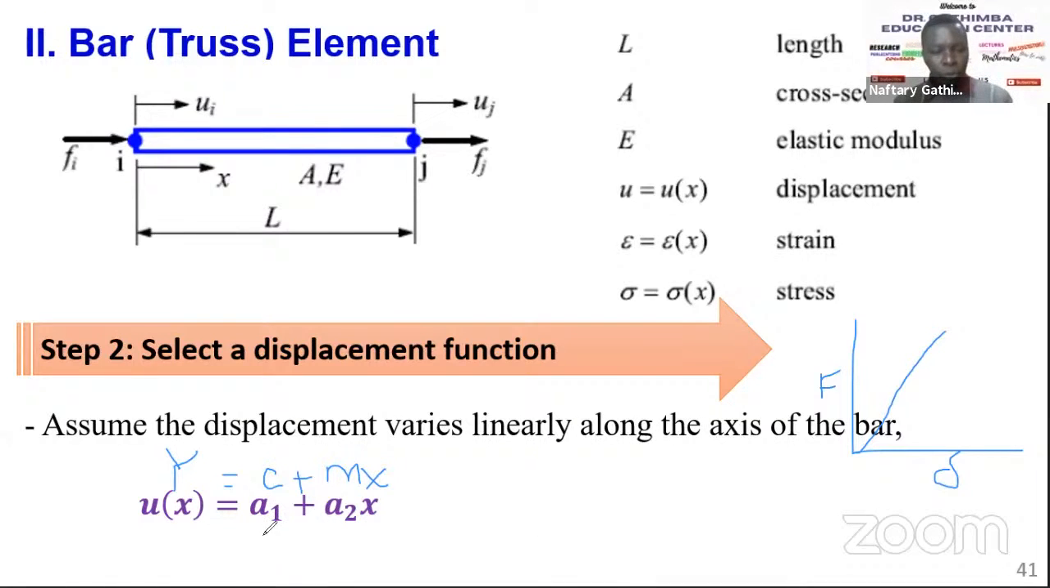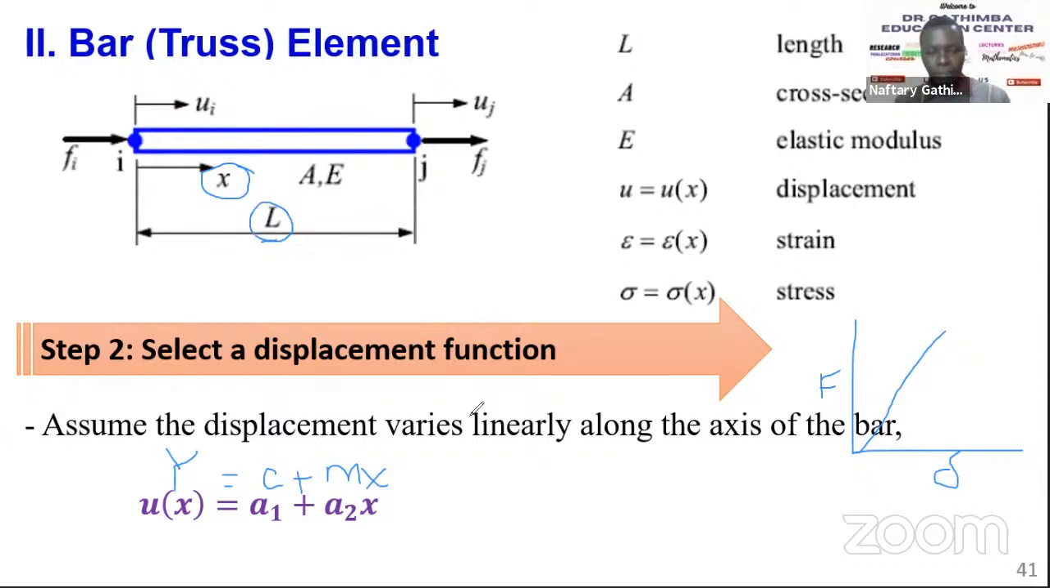From there, what we need to do is get these constants a1 and a2. To do that, we need to express them in terms of the values that we are given. So in our case here, we need to express the displacement u in terms of L, because the variables, the parameters that we have, are this x, the distance from node i up to any point, and L, the total length.